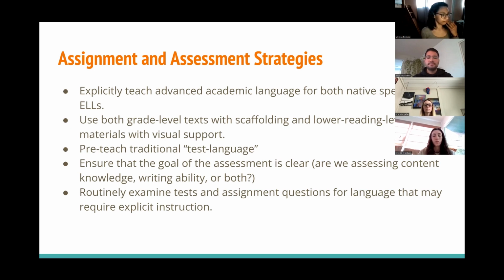Also, ensure that the goal of the assessment is clear. It's important as teachers that we know beforehand what it is that we're trying to assess. Are we assessing content knowledge? Are we assessing students' writing ability? Or are we assessing their ability to do both? And then as always, it's important to routinely examine tests and assignments beforehand for any language that may require explicit instruction or pre-teaching, so that we can best support students to reach language proficiency.